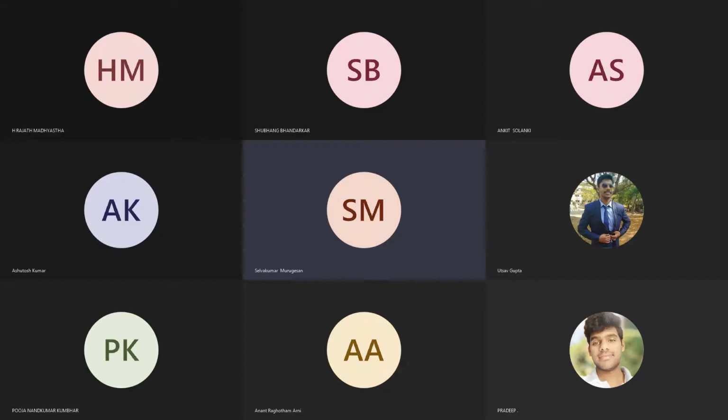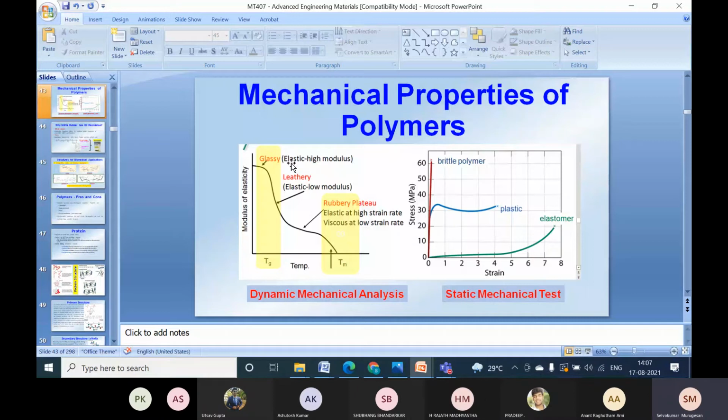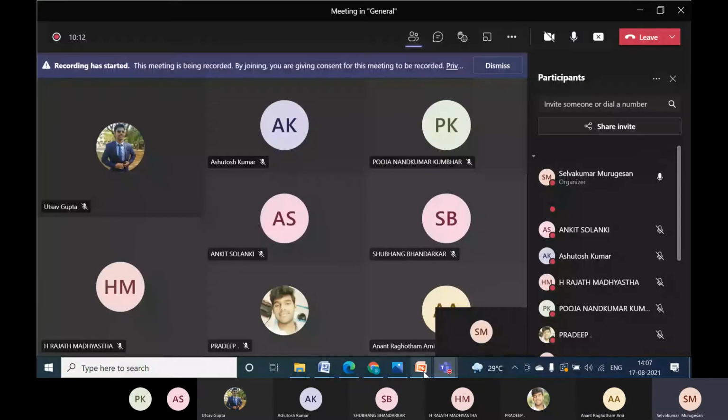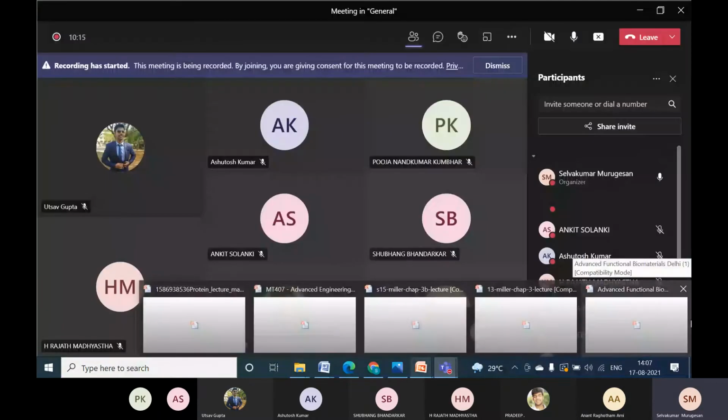Styrene, butadiene, rubber copolymer, how we can fine tune their mechanical properties, maybe of modulus or elasticity. It's very clear right now, right? Yes, sir. Yeah, fine. The same concept applies for other copolymers.